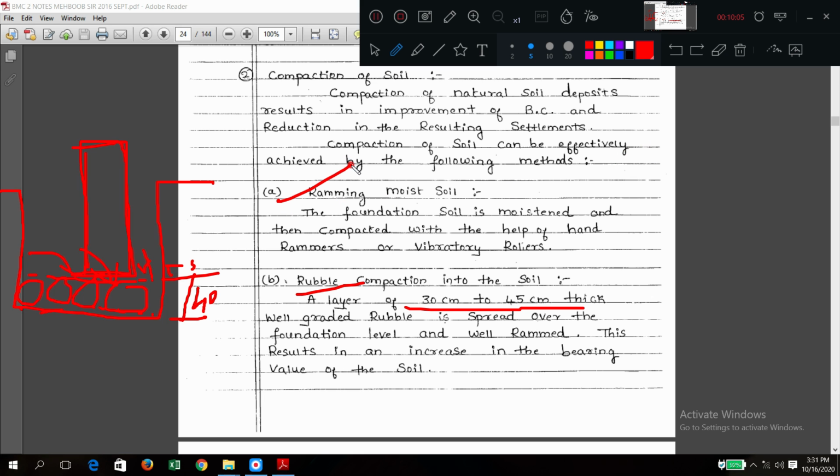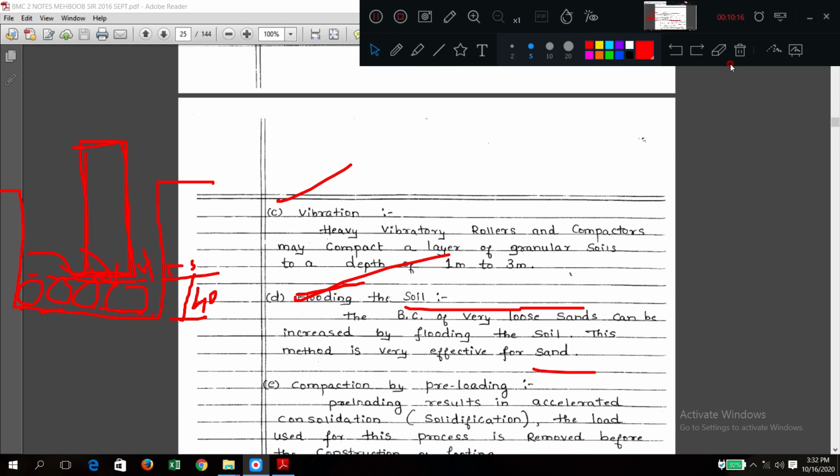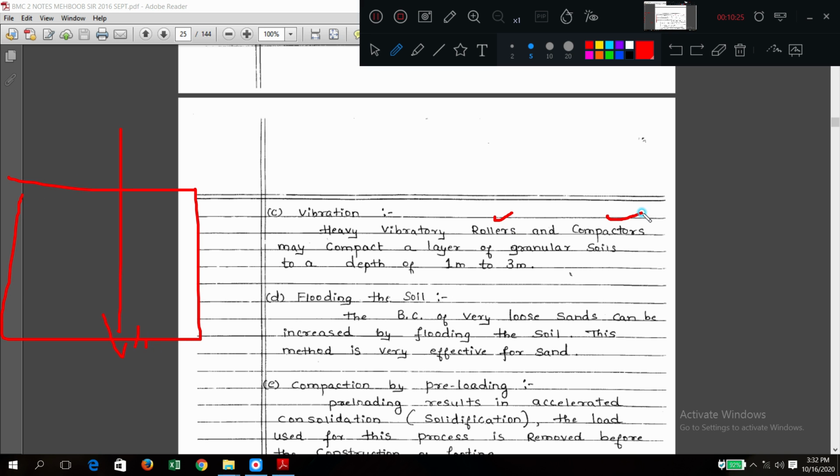First is ramming, simply ramming. Second is putting boulder stones and ramming, which increases the bearing capacity. Third is vibration, very easy. Whatever soil is there, you apply vibration, maybe with a roller vibrator or compacting vibrator, whatever vibrating equipment will compact it. Again, compaction will increase the bearing capacity.